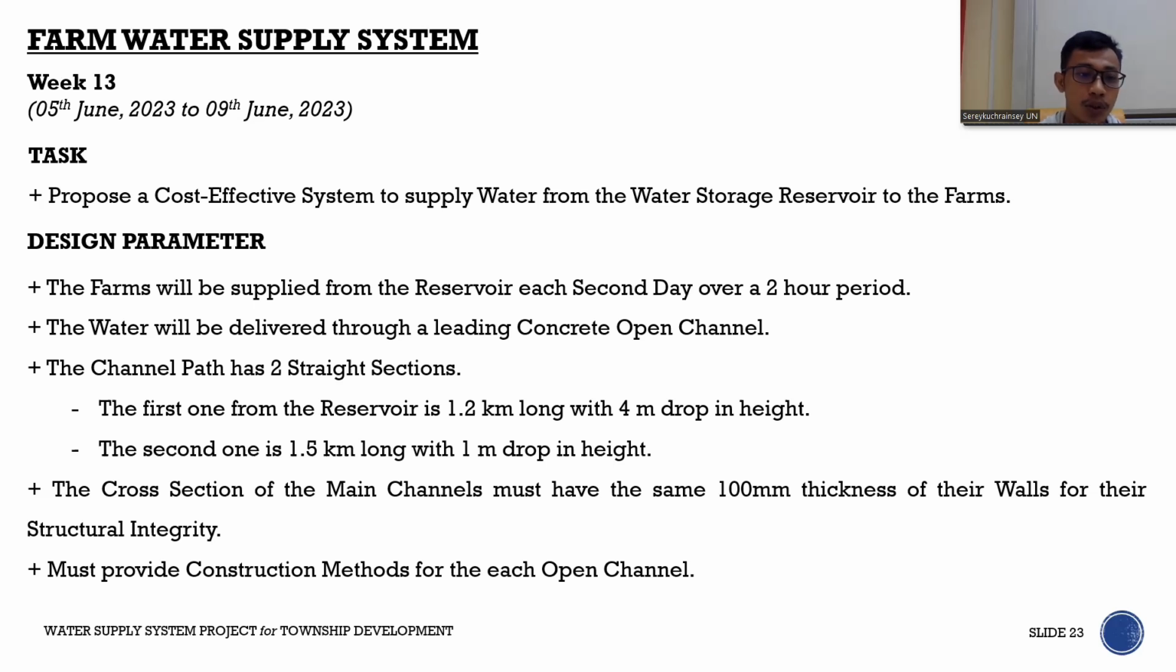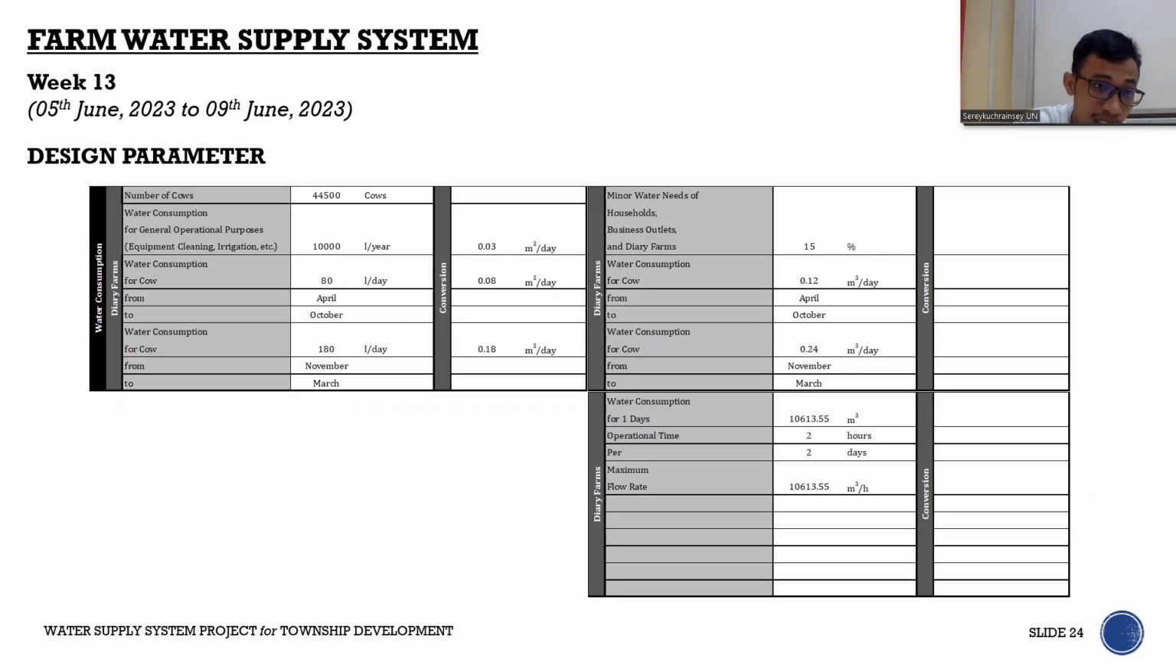The channel path has 2 straight sections. The first section from the reservoir is 1.2 kilometers long with a 4 meter drop in height, and the second section is 1.5 kilometers long with a 1 meter drop in height. The cross sections of the main channels must have the same 100 millimeter wall thickness for their structural integrity, and must provide a construction method for each open channel. Our design is to make sure we reach the requirement to supply all these parameters for the farms.